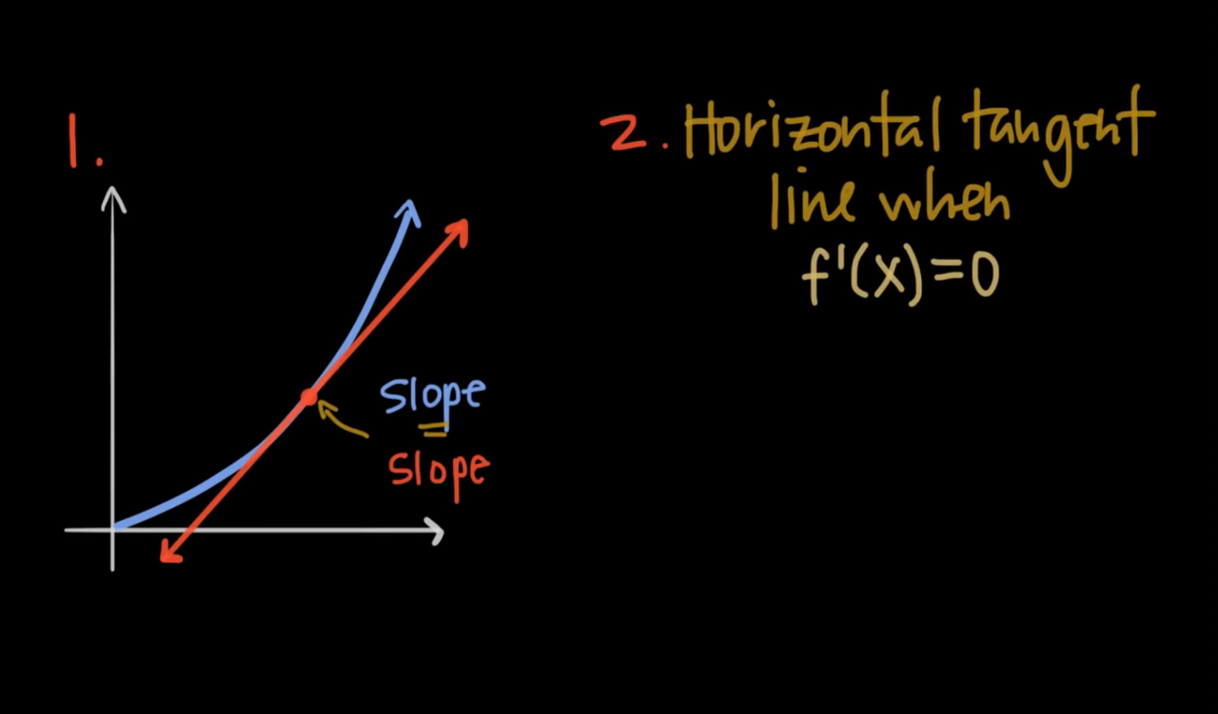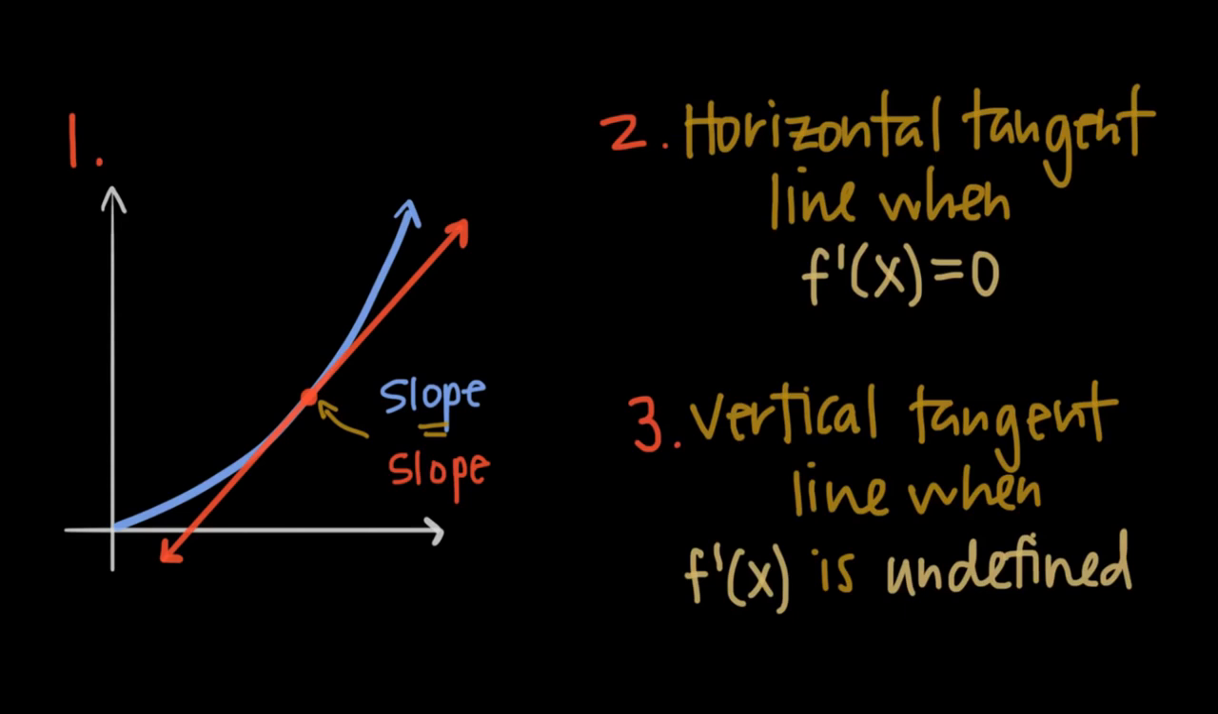Let's summarize everything we now know. The tangent line intersects the curve at the point of tangency, and the slope of the curve at the point of tangency is the same as the slope of the tangent line through that point. Horizontal tangent lines exist at any point where the derivative is equal to 0, and vertical tangent lines exist at any point where the derivative is undefined.